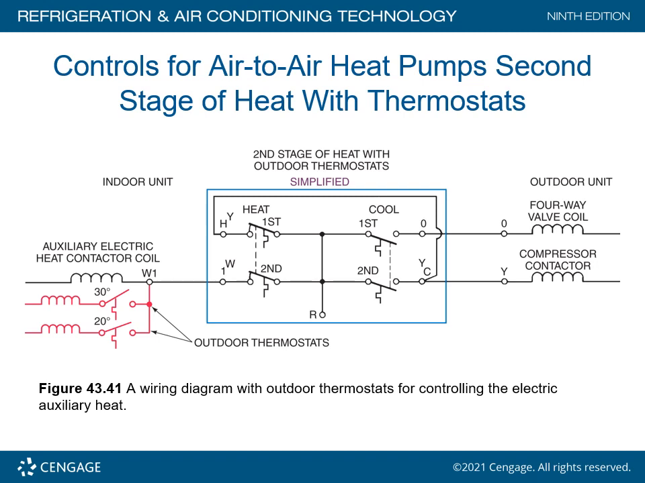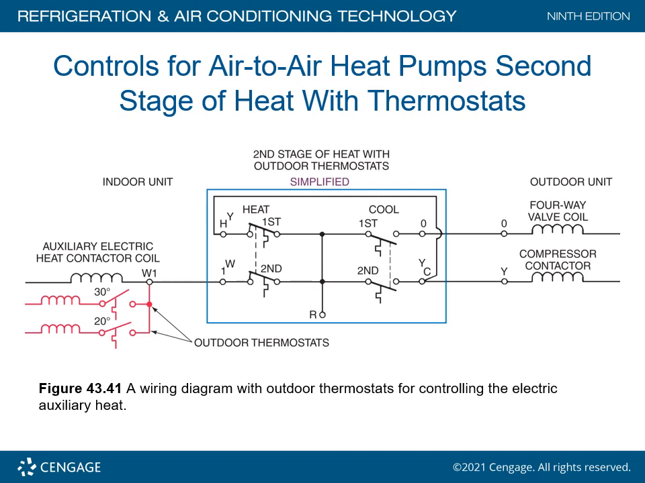Okay, in this situation here, we have the auxiliary heating contactor. Basically, the wiring diagram with the outdoor thermostat for controlling auxiliary heat. So in modern heat pumps, we'll have an outdoor control, which will automatically send a signal to the indoor thermostat that the temperature is such that we're going to need auxiliary heat in order to help heat the house up, because of the situation involved where we've reached the balance point or the outdoor unit needs to be defrosted.